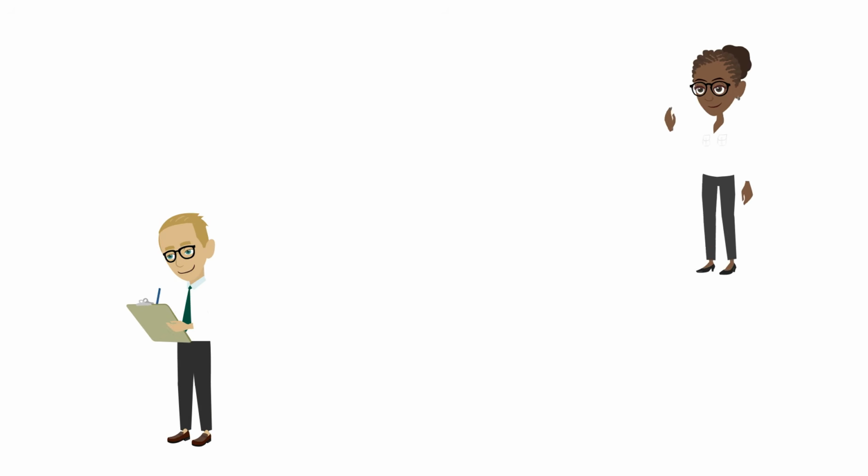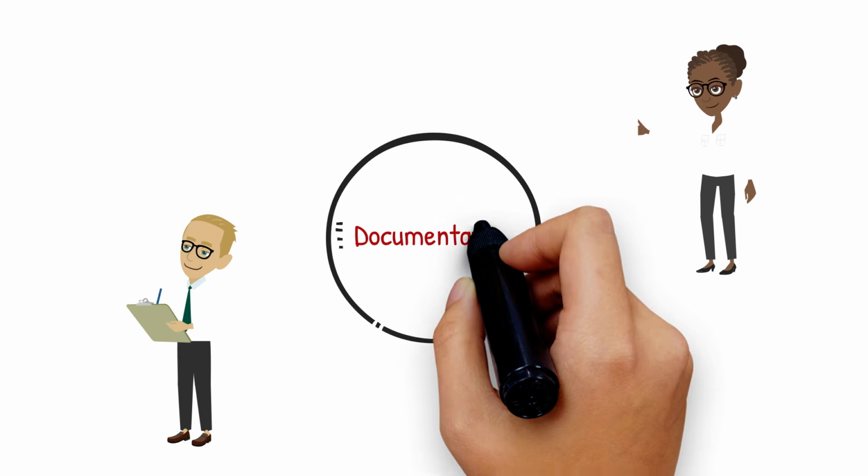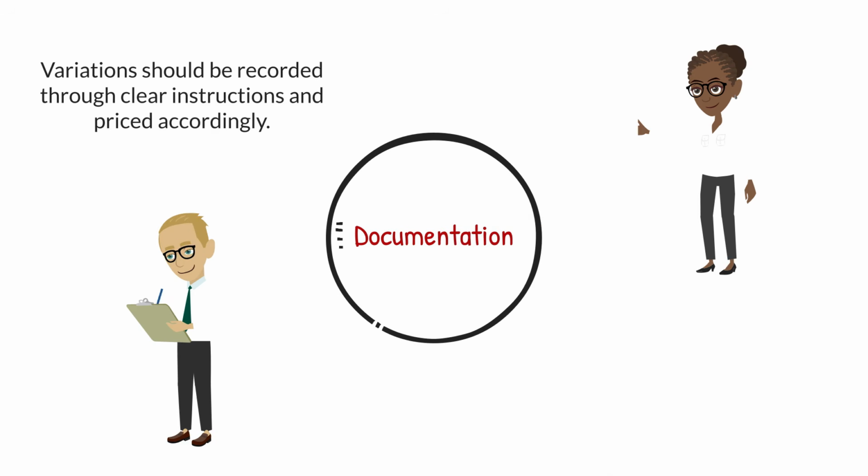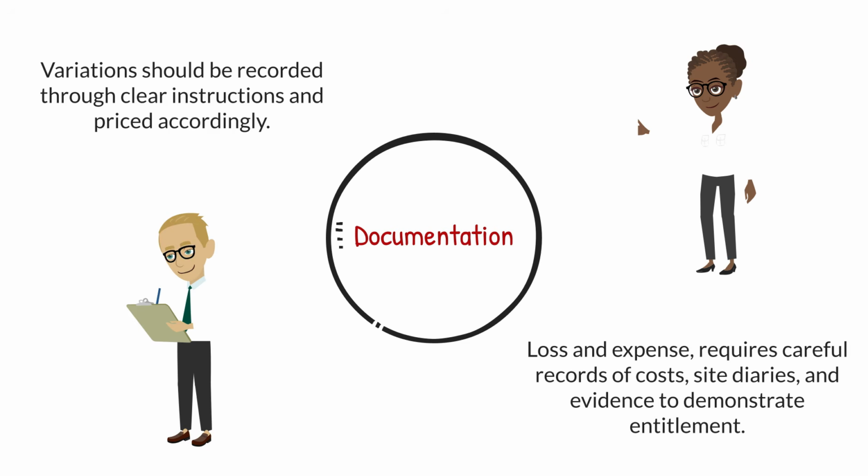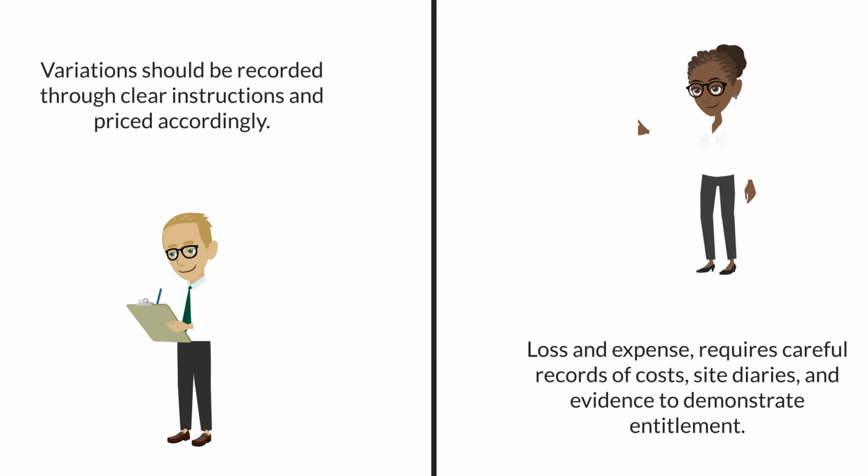So, for contractors and employers alike, the key here is documentation. Variations should be recorded through clear instructions and priced accordingly. Loss and expense requires careful records of costs, site diaries, and evidence to demonstrate entitlement. Understanding the line between the two can help prevent disputes and keep cash flowing fairly on both sides of the contract.